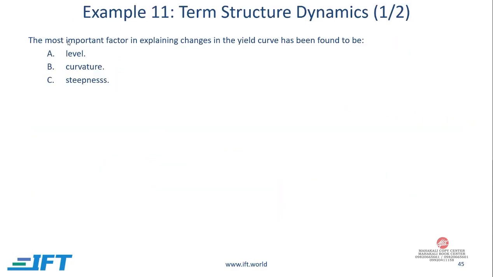All right, let's look at some MCQ questions now. The most important factor in explaining changes in the yield curve has been found to be level, curvature, or steepness. Now, I mentioned this, and if you remember, that's great. If you don't remember, you can learn now that the most important factor in explaining changes in the yield curve is level.